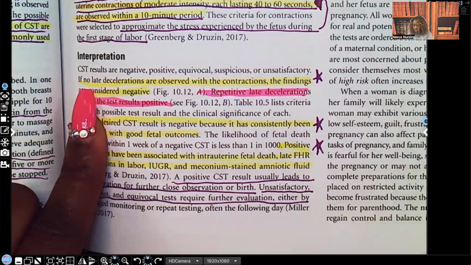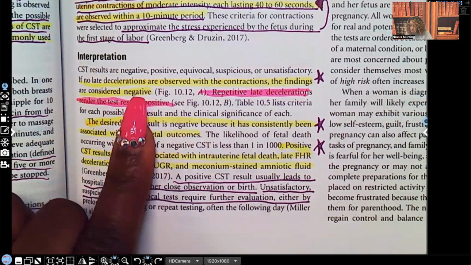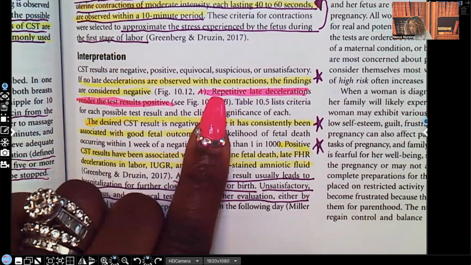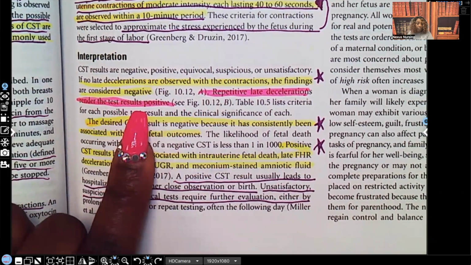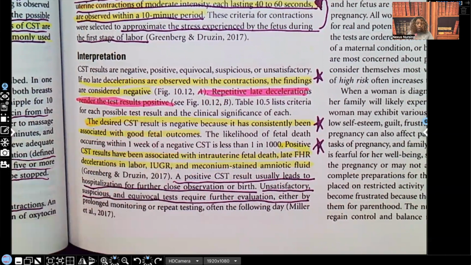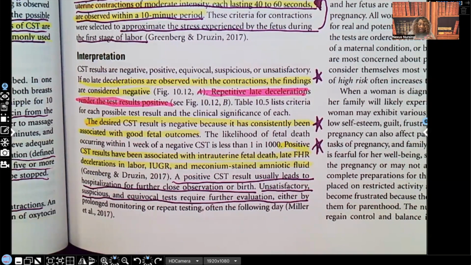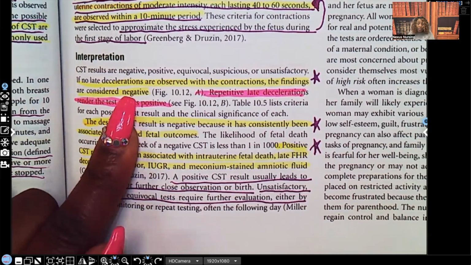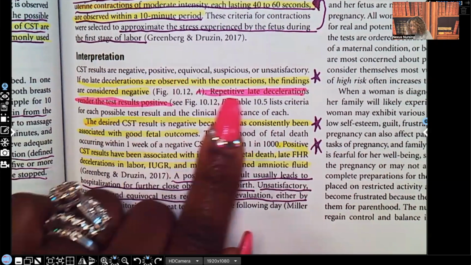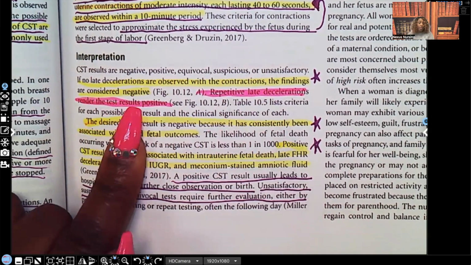So let's talk about interpretations. If no late decelerations are observed with the contractions, the findings are considered negative. Repetitive late decelerations render the test results positive. You guys see that? So if the patient's having contractions, but we're not seeing any late decelerations, that test is considered negative. Guess what? That's a good thing. Late decelerations are bad. Repetitive late decelerations render the test positive. That is bad. We do not want late decelerations.